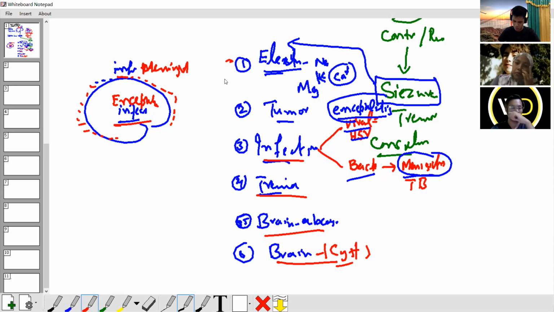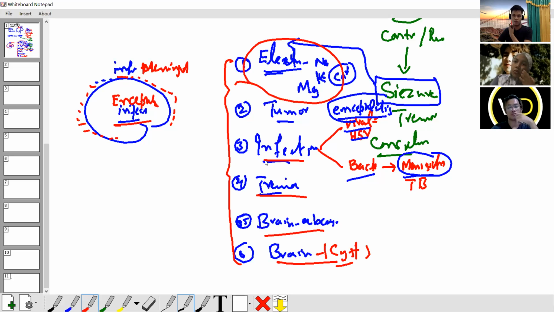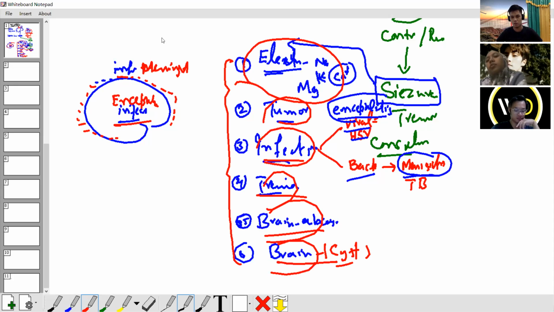Understand? So these are all the causes: infection of the brain tissue, infection of the meninges, electrolyte imbalance, brain tumor, trauma, brain abscess, brain cyst. All of these lead to seizure. So seizure has some pathology inside the brain. If seizure is due to some pathology, that's your seizure. That's not epilepsy. Understand?